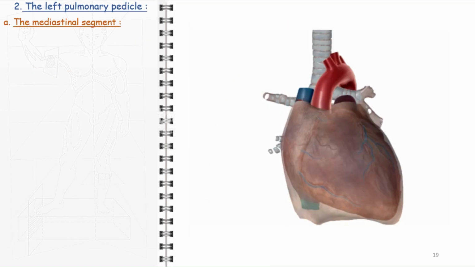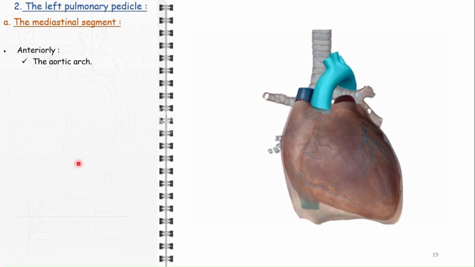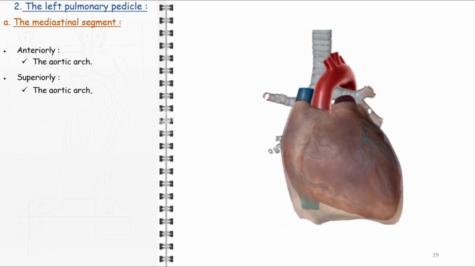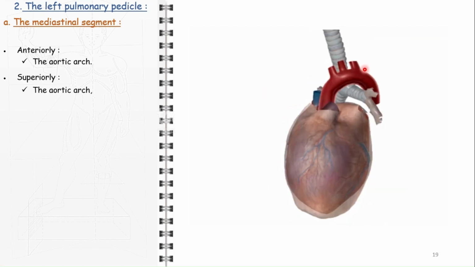Moving on to the left pulmonary pedicle in its mediastinal segment. The left pulmonary pedicle is shorter and less extensive than the right. It corresponds to the aortic arch anteriorly. Its initial part is encased in the pericardium, on which the left phrenic nerve descends, accompanied by the superior phrenic vessels. Superiorly, the aortic arch, sometimes leaving an impression on the bronchus.